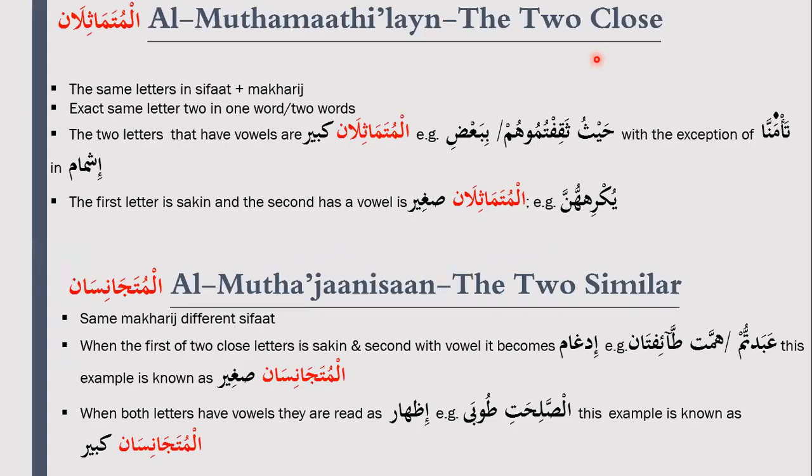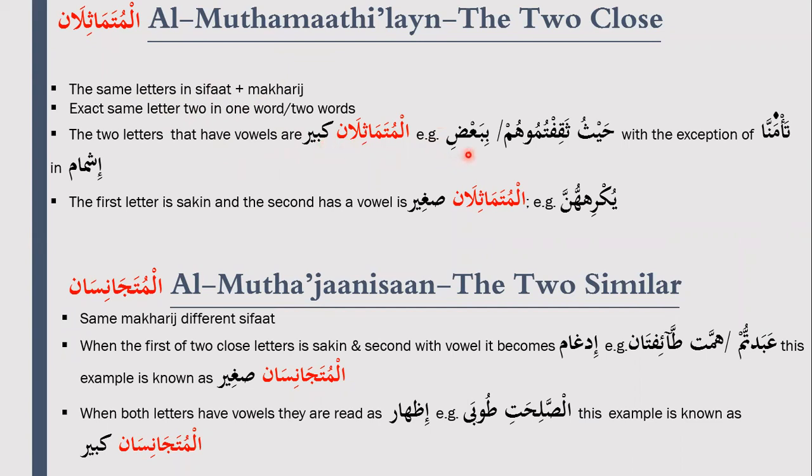So let's look at the first category, al-muthamathilan. This is a letter that is close together. It basically refers to the same reoccurring letter. It is a letter that is the same in its characteristic and in its articulation point. It can appear in one word or between 2 words. The 2 letters that have a vowel on them become known as al-muthamathilan kabir, which means the big closeness.